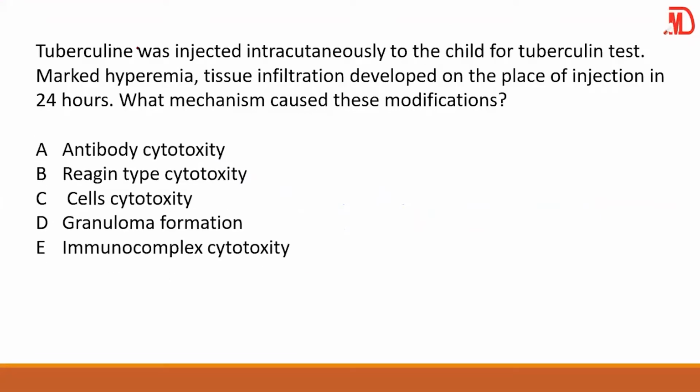So we have a tuberculin that was injected intracutaneously to the child for a tuberculin test. There is marked hyperemia, there is tissue infiltration, which developed on the place of injection in 24 hours. What is the mechanism that caused this modification?